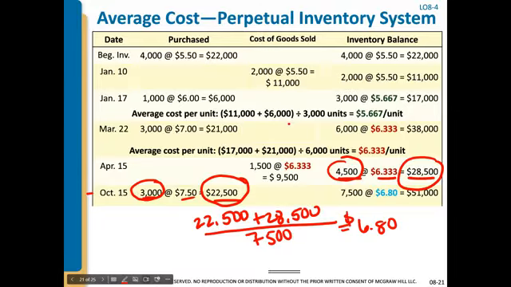So when we allocate a value to the ending inventory, we have 7,500 units remaining in our ending inventory. We're going to use $6.80 as the price for those, and so our ending inventory is 51,000 at the end of October 15th.